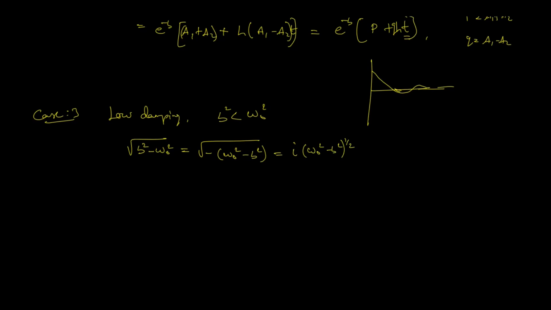So இந்த term வந்து root of omega naught square minus b square equal to, I am rewriting it to be beta. So my y equal to, y ங்கிறது என்னன்னா a1 e power minus b plus i beta t plus a2 e power minus b minus i beta t. ஸோ இது கம்ப்ளீட்டாக வந்து ஒரு மேத்தமெட்டிக் ஈக்குவேஷன் தான்.